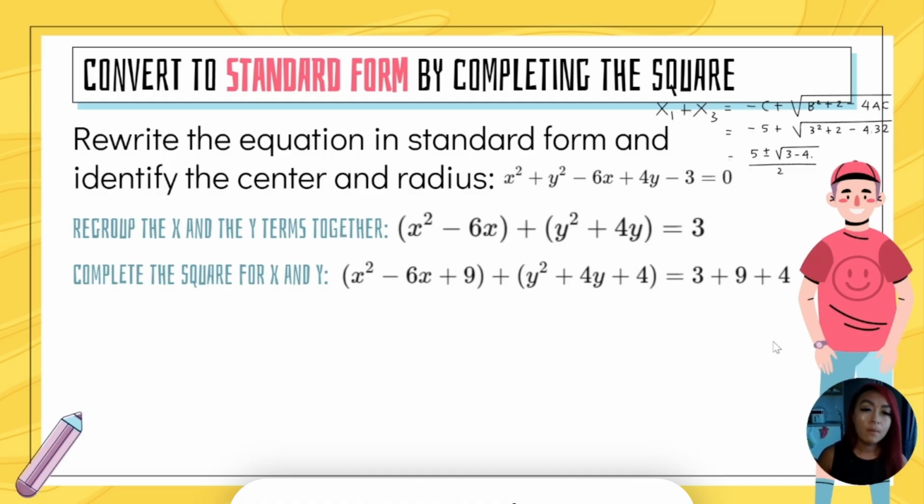And we're going to add both 9 and 4 to the other side of the equal sign, just like we would do when we were solving quadratics. Now we just have two constants to add to the other side of the equal sign, because we're completing the square for x and completing the square for y.